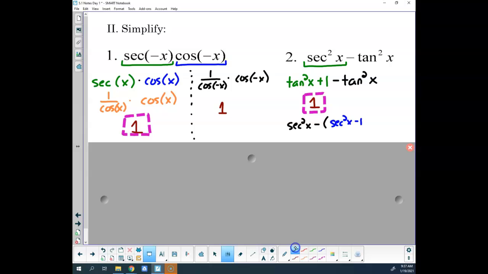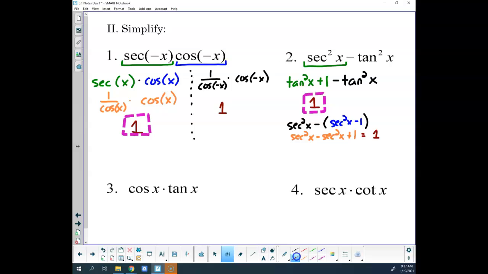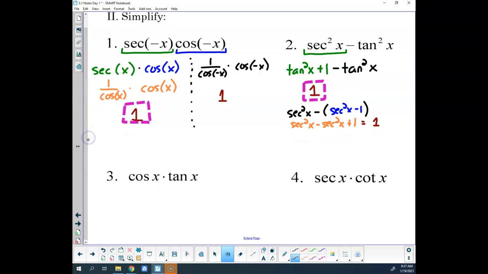If you rearrange formula number 11, then you get secant squared of x minus secant squared of x plus 1. Secant squared minus secant squared is 0, plus 1 is 1. Yep, same thing. What I'd like you to try now is those two.